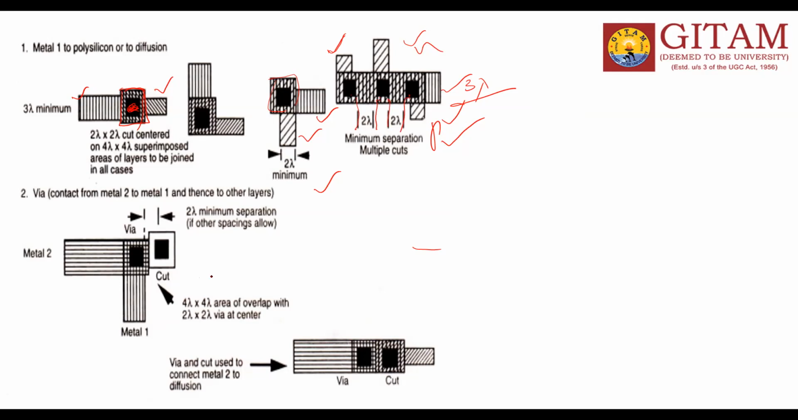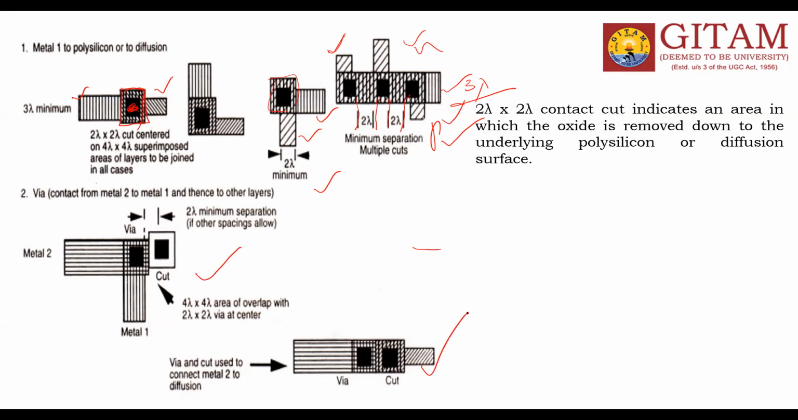And the second one, we already talked about these things. These two we already discussed, no need to discuss here once again. A 2 lambda cross 2 lambda contact cut indicates an area in which the oxide is removed, down to the underlying polysilicon or diffusion surface. What it is saying is, this 2 cross 2 indicates that this is my metal 1.